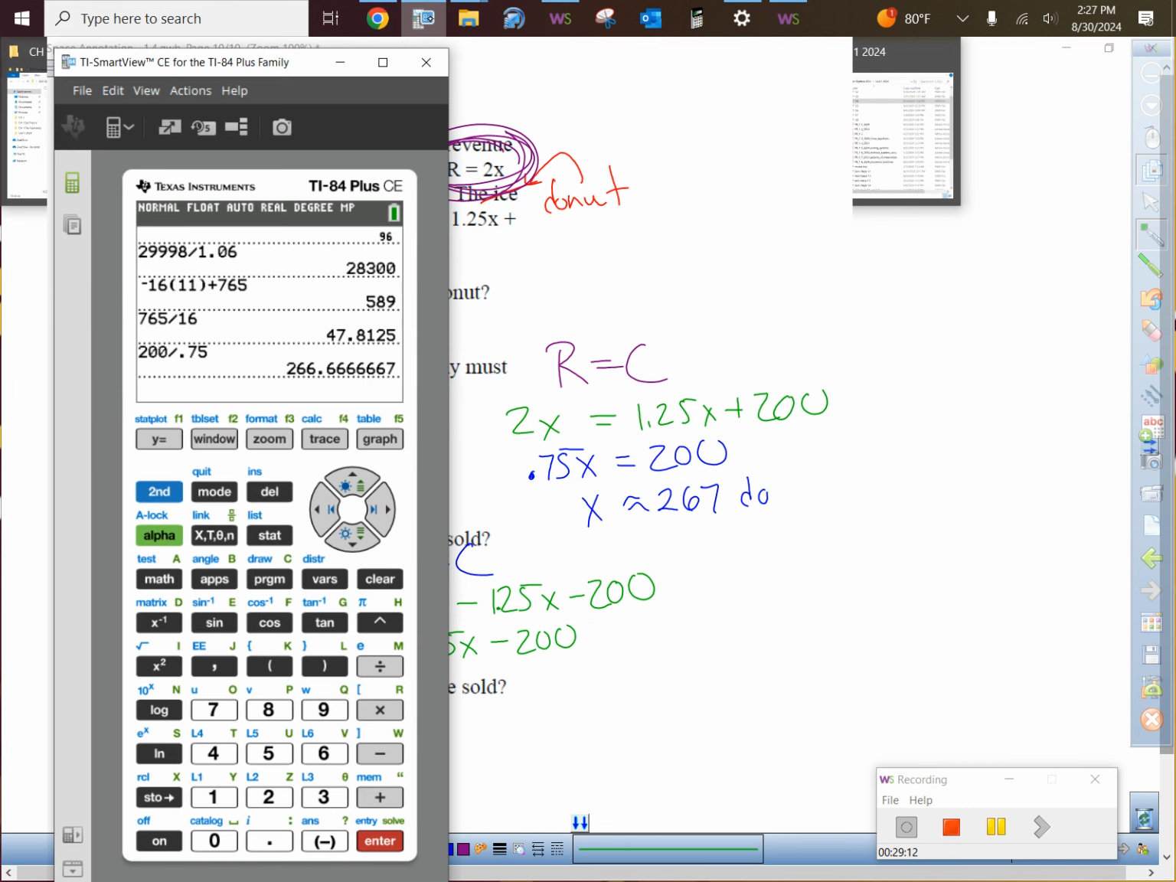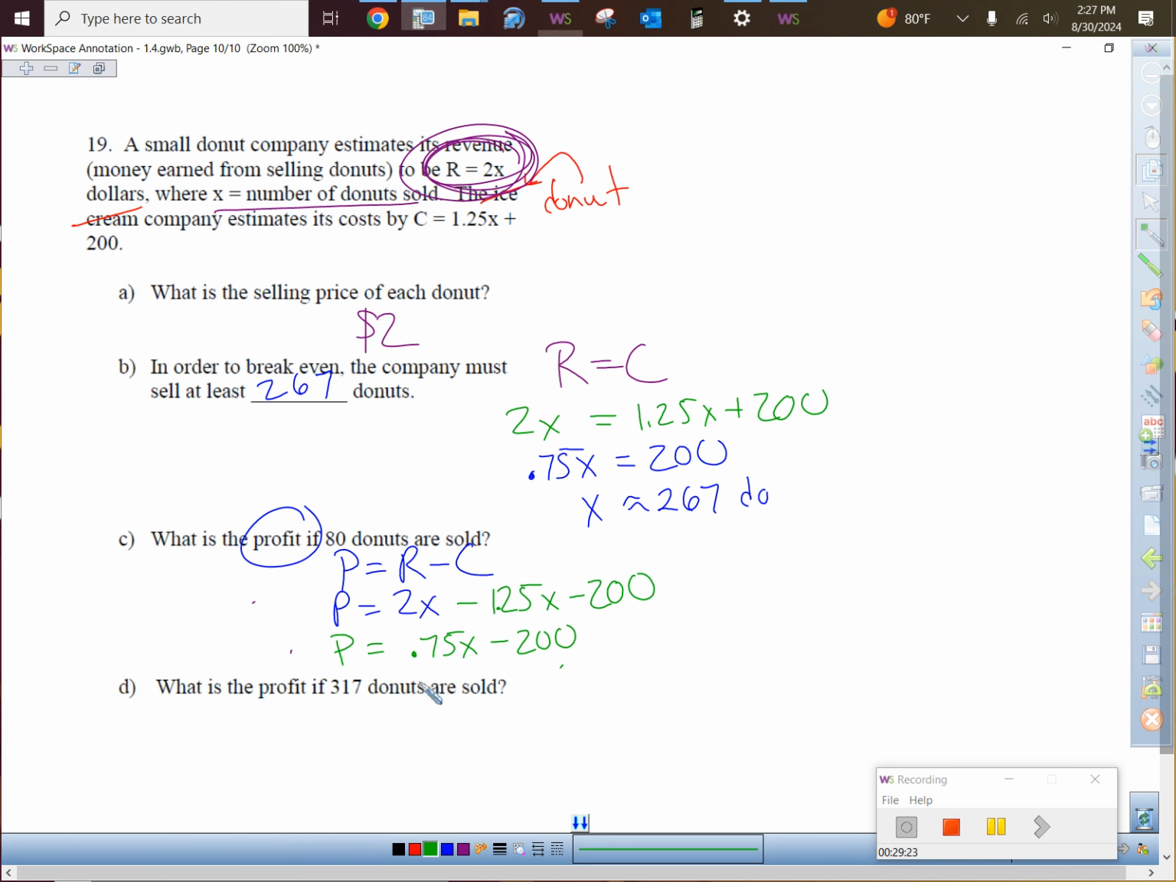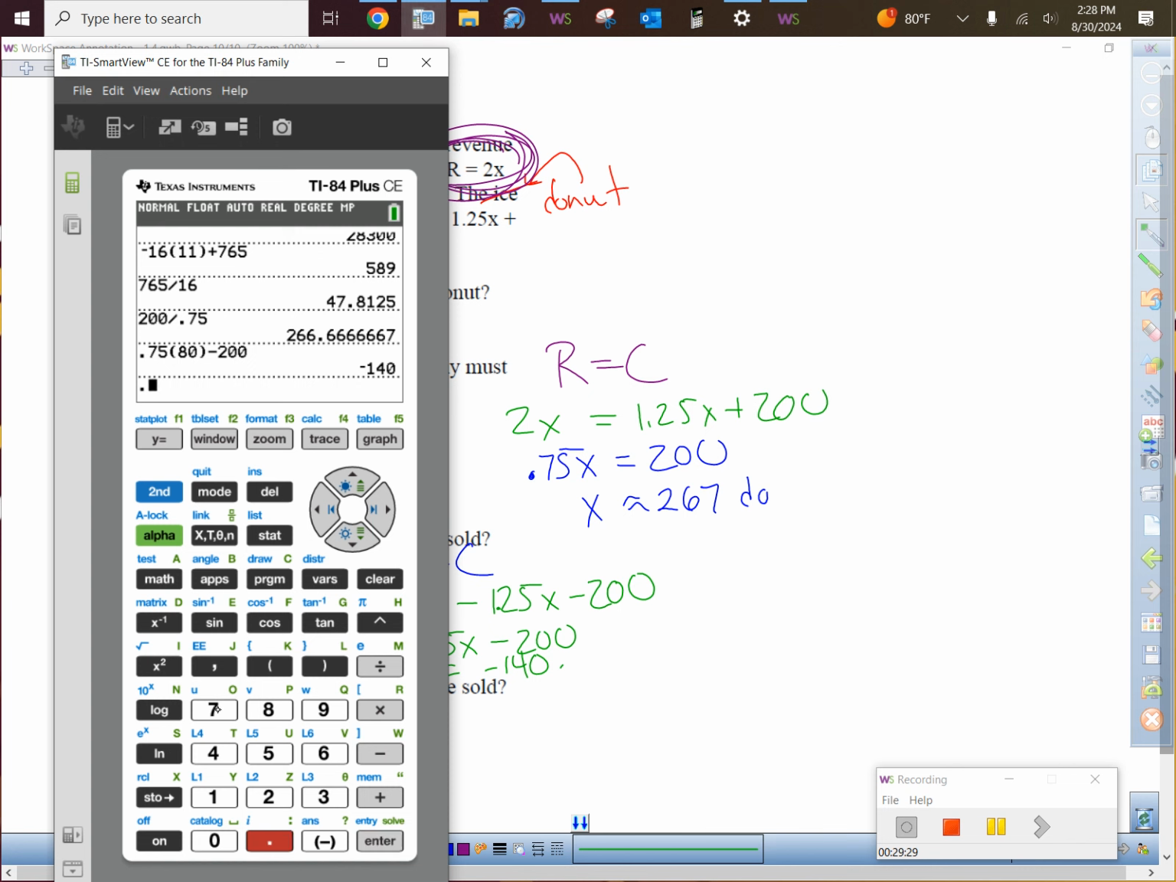And then they say if I did 80 donuts, so all right, 0.75 times 80, take away 200, negative $140. So we'll leave it that way. And I know we're getting really, really tired. 317 donuts: 75 cents profit every donut times 317 minus 200. Boom. Didn't I make $37.75 if I did that in that situation?